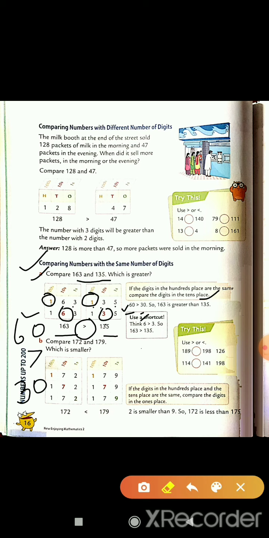You can also use a shortcut here. Think that 6 is greater than 3. So 163 will be greater than 135. Clear, students?